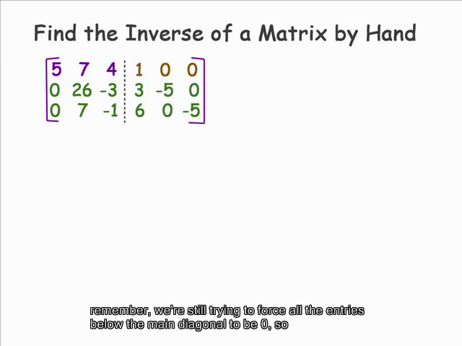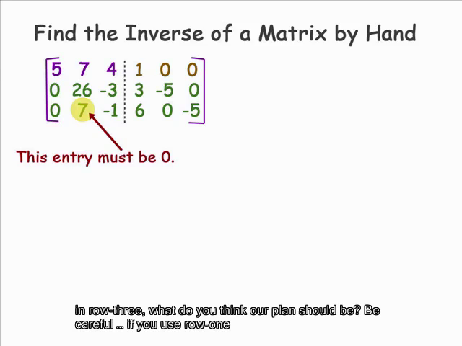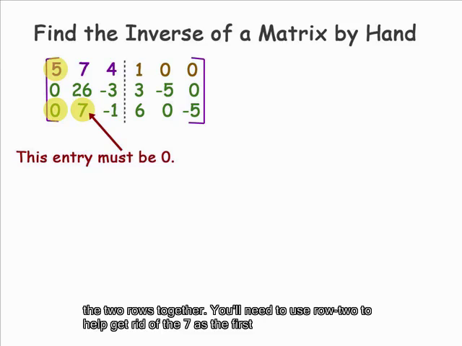Now remember, we're still trying to force all the entries below the main diagonal to be 0. So we need to eliminate the second entry in row 3. To eliminate the second entry, 7, in row 3, what do you think our plan should be? Be careful, if you use row 1 to eliminate the 7, we will lose the 0 in the first entry of row 3 when we add the two rows together.